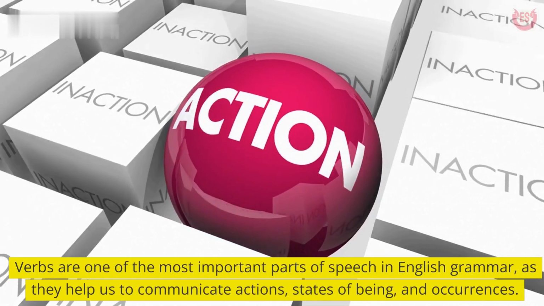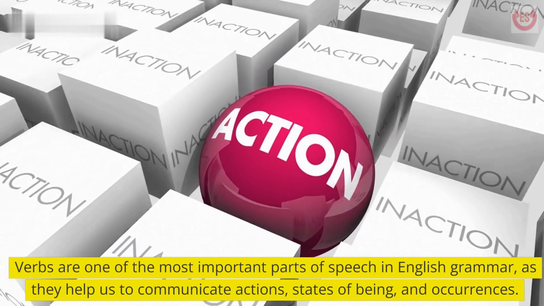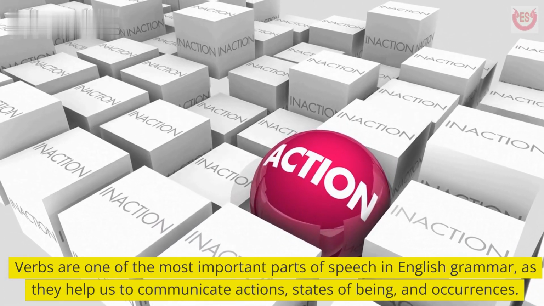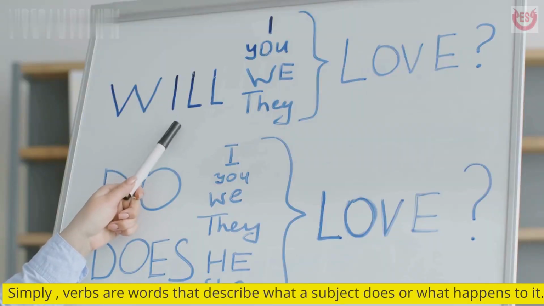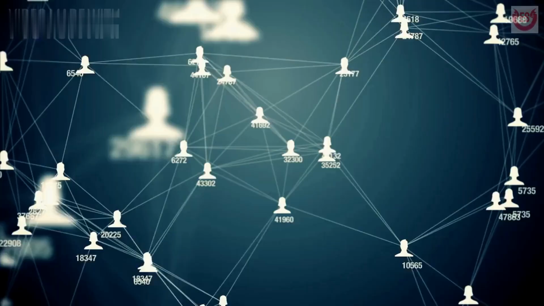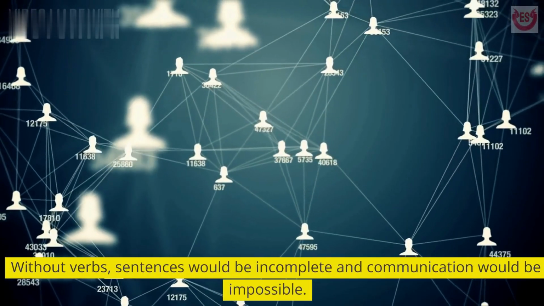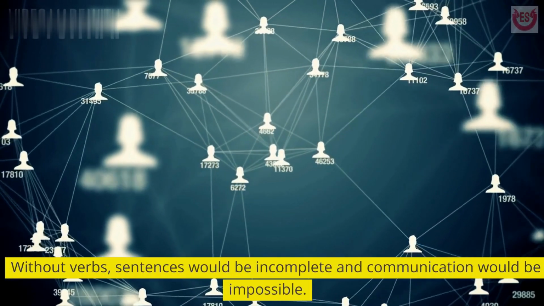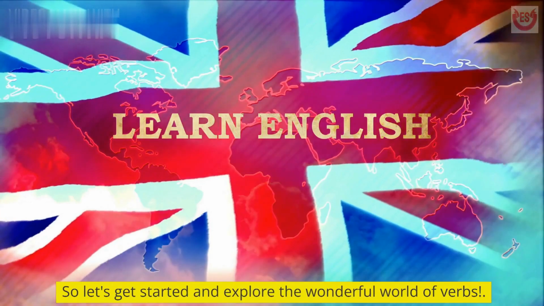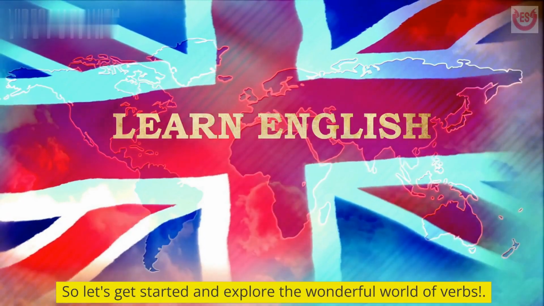Verbs are one of the most important parts of speech in English grammar, as they help us to communicate actions, states of being, and occurrences. Simply, verbs are words that describe what a subject does or what happens to it. Without verbs, sentences would be incomplete and communication would be impossible. In this video, we'll take a closer look at the different types of verbs, how they're used in sentences, and some tips for using them correctly. So let's get started and explore the wonderful world of verbs.